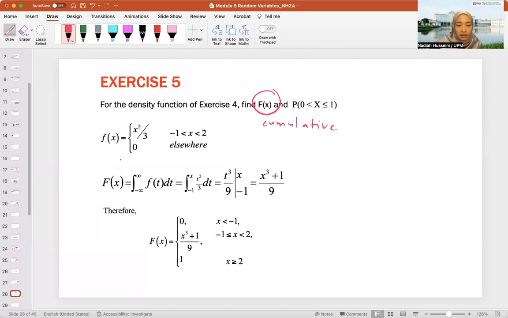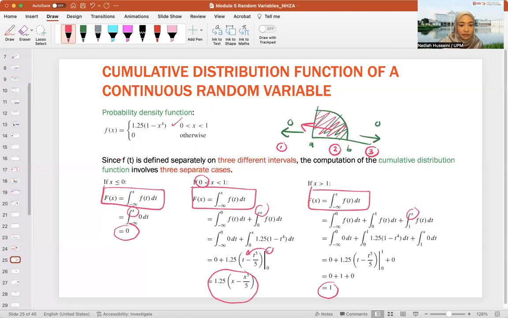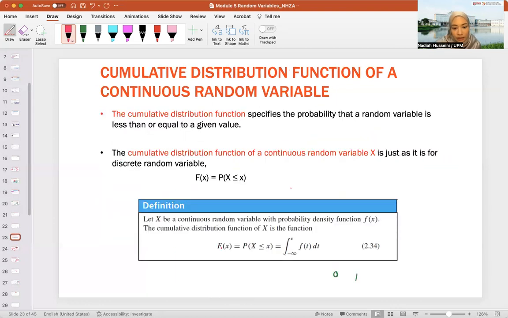Again, let's look at the definition for cumulative distribution function. This is the definition. If you're trying to find out the cumulative distribution function, this is what you start out with. You go from -infinity up to x of your function. So let's do that.